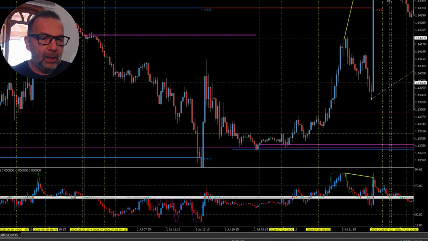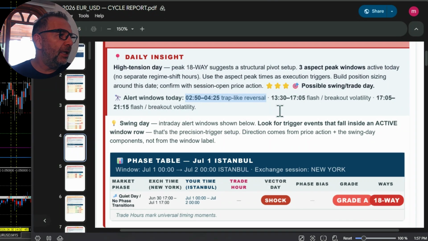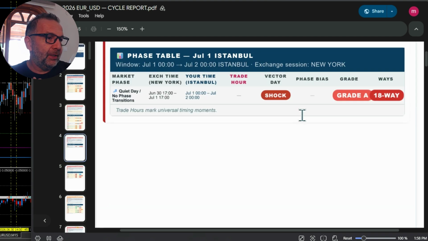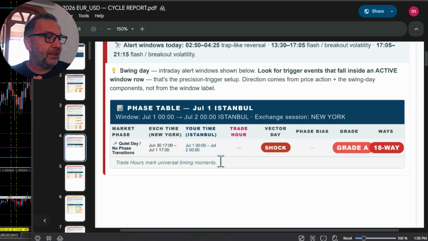All right, let's see. So we can expect these events to happen. Then I have a flash breakout volatility from 1:30 to 5:05. Now remember, 1:30 to 5:05, but you also get the hours, right? The daily hours plus there is here. There isn't here. So there was no trade hours for this.